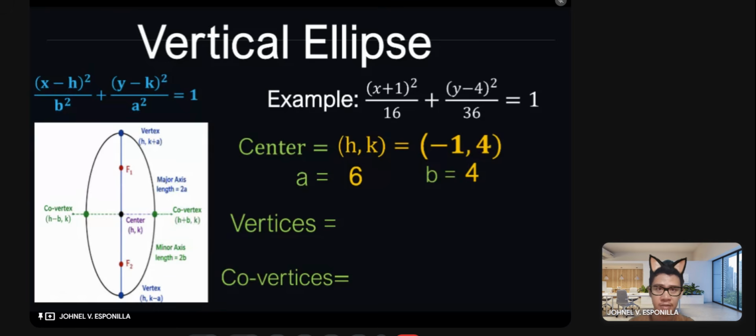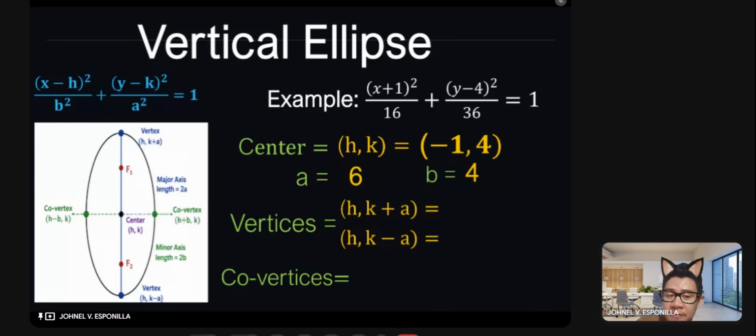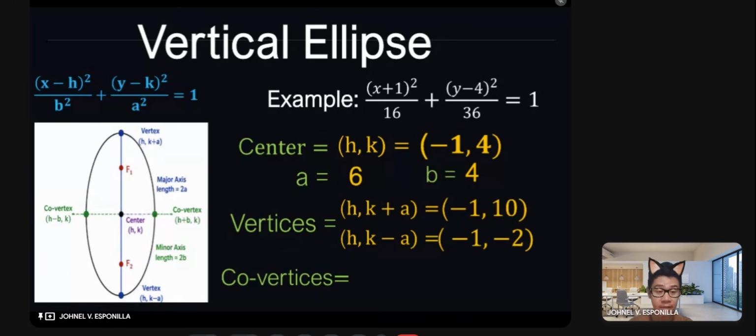Okay, medyo loading. Okay, so yung h again natin is -1. So, yung value ng x ay hindi magbabago dito sa vertices ng vertical ellipse. Tapos, si k, 4, yung a natin ay 6. So, 4 plus 6, that is 10. Ito yung unang vertex. Pangalawang vertex, sa -1 ulit. Tapos, 4 minus 6 is equal to ilan? -2. So, ito yung pangalawang vertex natin.